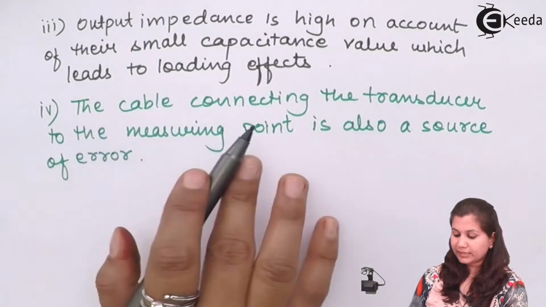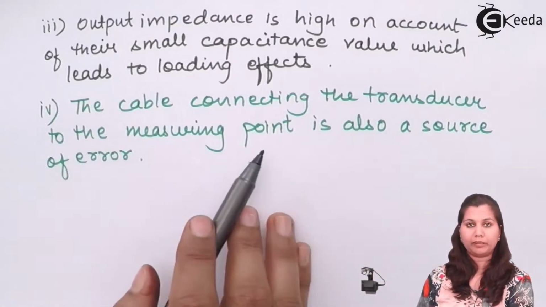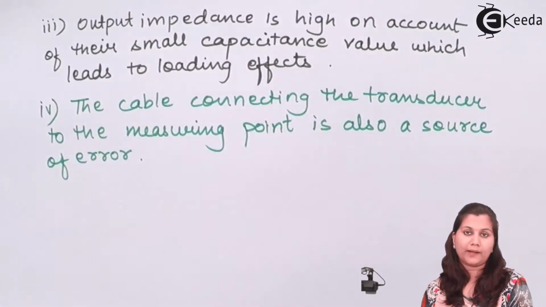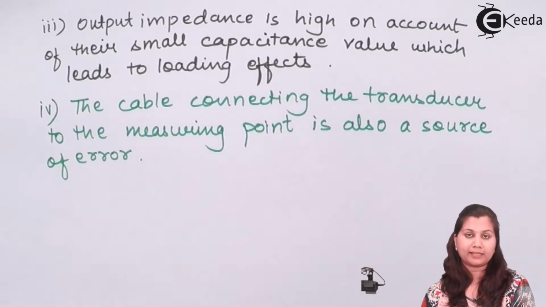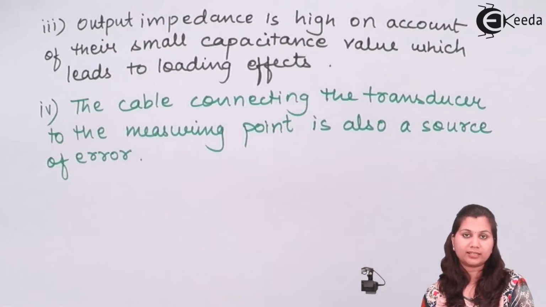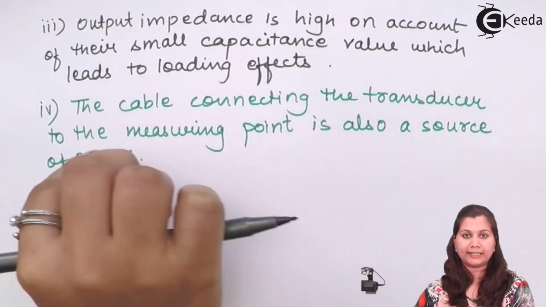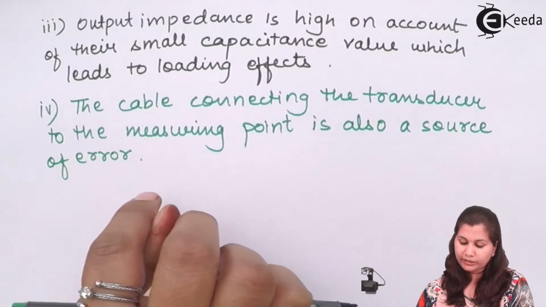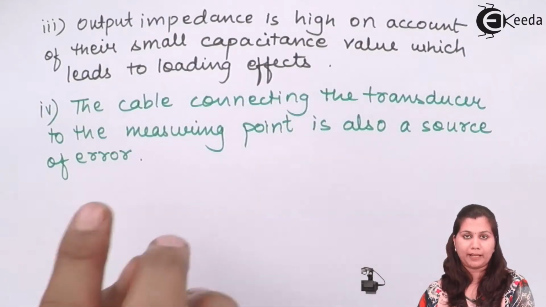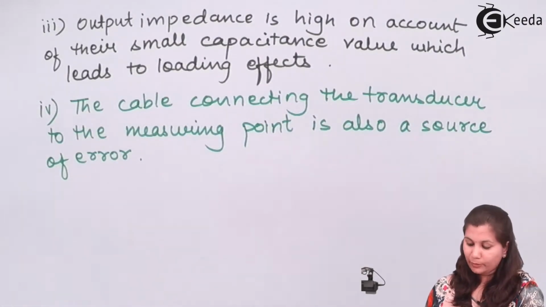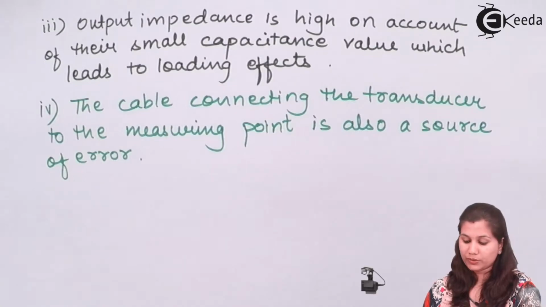Now the cable which is connecting the capacitive transducer to the measuring point is also a source of error, because this cable is also going to have some impedance value. That impedance value will be added to the value of the capacitance, and when we are measuring the changes in the capacitance, there will be an error in the measurement due to the impedance value of these connecting leads also. So this also leads to an error in the case of capacitive transducers. These are some of the disadvantages of the capacitive transducers.